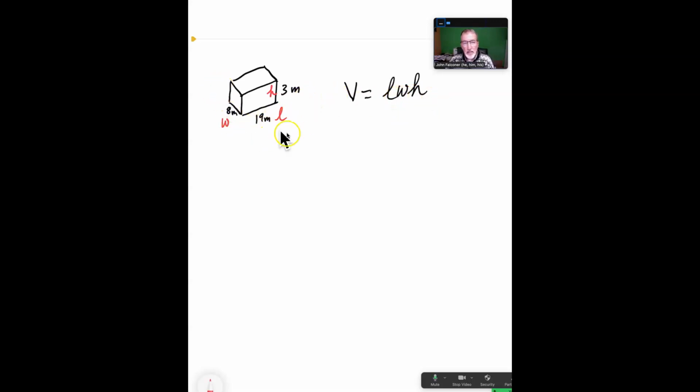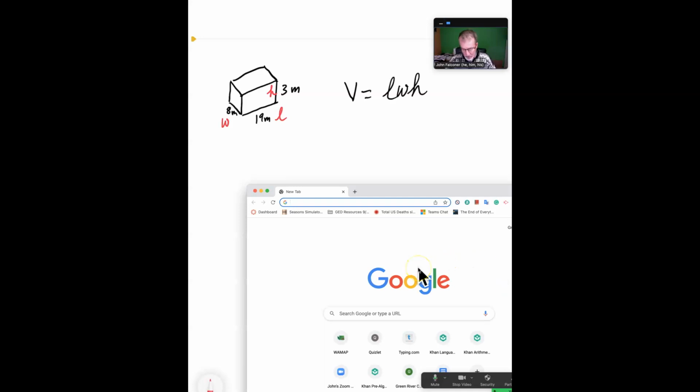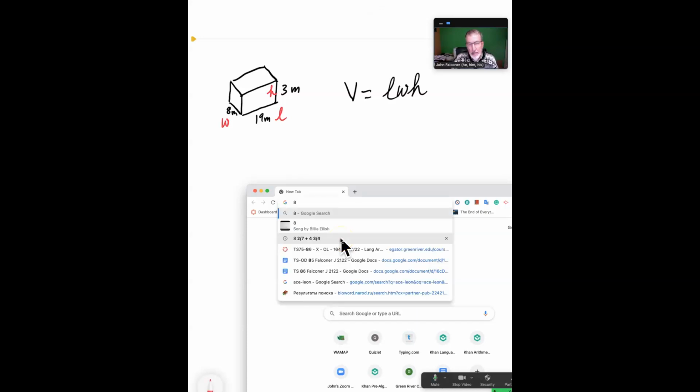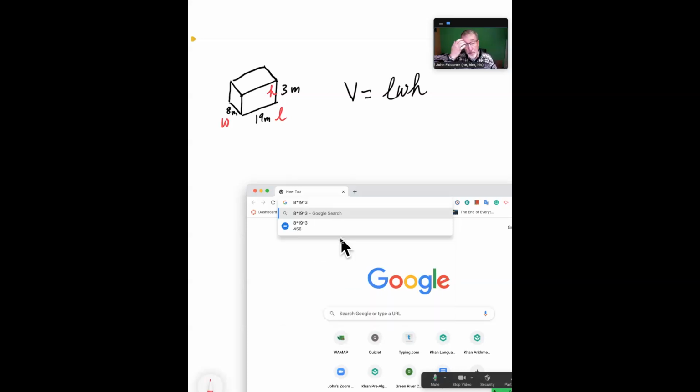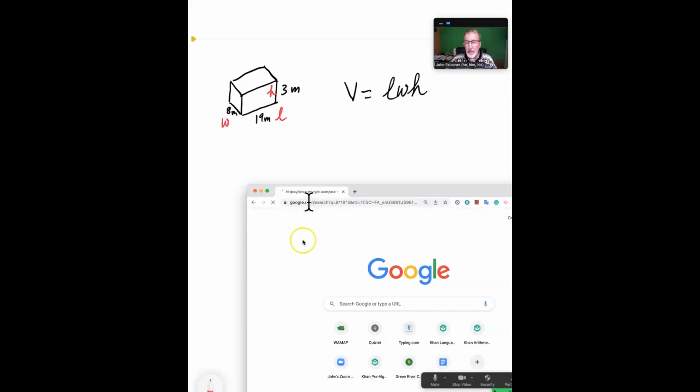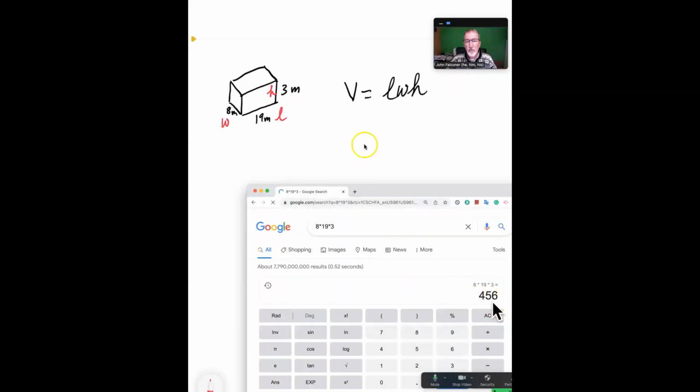So we're just going to multiply these three numbers together because my calculator's acting up. I'm going to just do it on the calculator here. So 8 and then an asterisk, which is the multiplication symbol, times 19 times 3. And because it's multiplication, it doesn't matter what order. We've just got the one operation. So if we hit enter, that should give us our answer, 456. So our volume here would be 456 meters cubed. So we are working in 3 dimensions now.